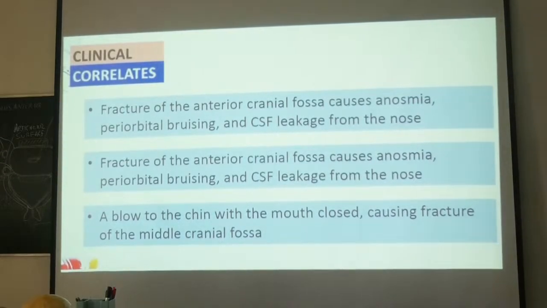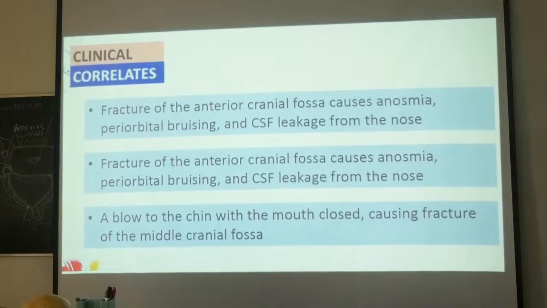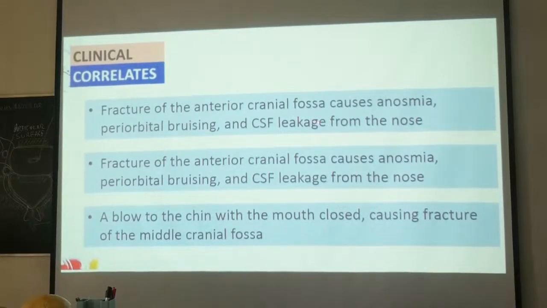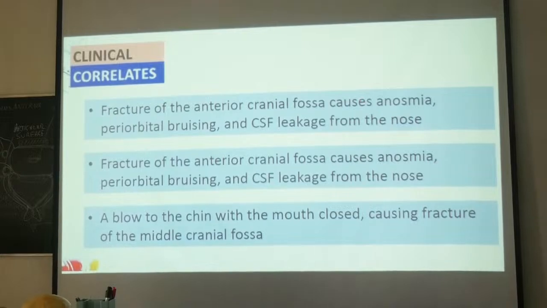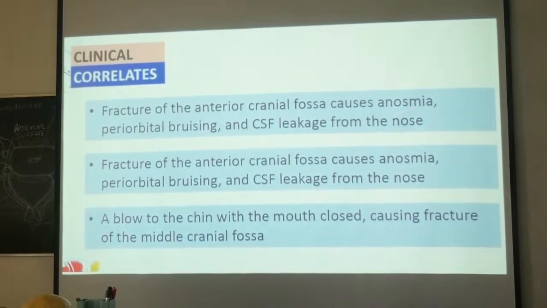Now we will go to the clinical aspects. In case of fracture of the anterior cranial fossa in head injury, it causes anosmia. Anosmia means loss of smell sensation, loss of olfaction due to tearing of the fibers of the olfactory nerve, due to a break in the cribriform plate. There will be periorbital bruising, and CSF leakage from the nose.